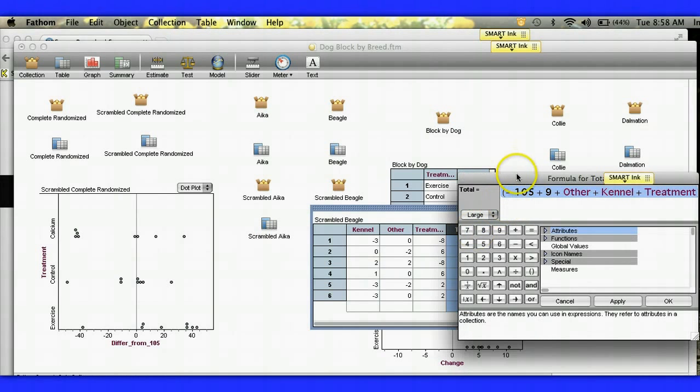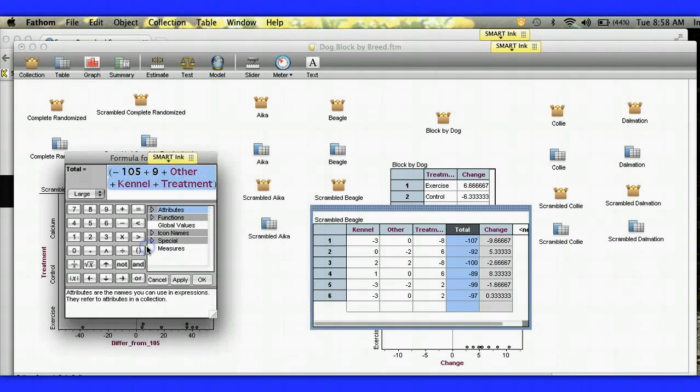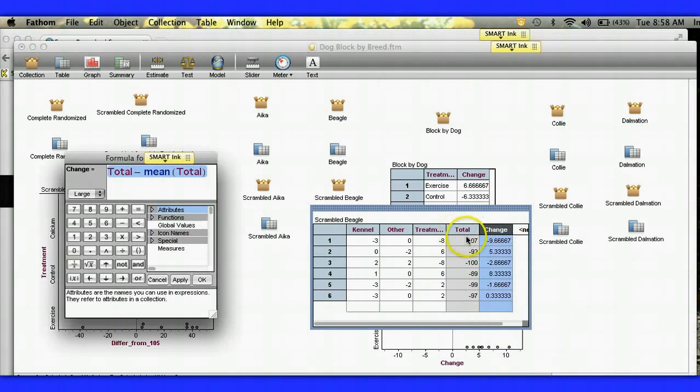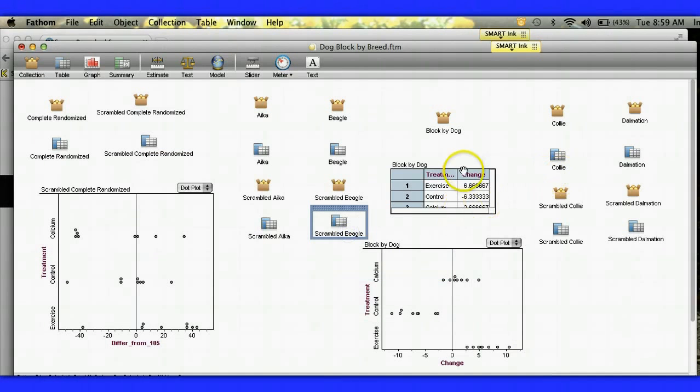The total bone density change is calculated by starting with the average change we'd expect to see for any dog. On average, the bone density change is -105. The +9 is for the Beagle. Beagles actually don't lose as much bone density. They actually gain bone density as they get older, I guess, +9. Then we have the other random variation that we can't control, the variation due to kennel, and the variation due to the treatment. And then once again, I calculated the change by comparing the total with the mean within this breed of dog. And I did that for each of the 4 dogs.